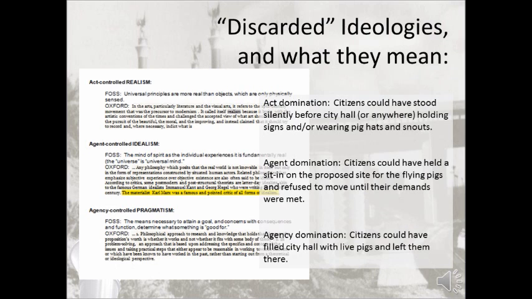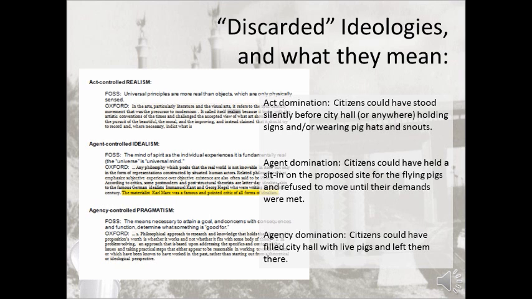Although I decided that the way this event played out was scene and secondarily purpose-dominated, it could have played out in other ways. Citizens could have created an act-dominated event simply by placing themselves anywhere they wanted with their signs, hats, and snouts. They could, alternatively, have tried to control a larger situation, the art installation itself, through a sit-in at the proposed location for the flying pigs, refusing to leave until they got what they wanted, and thus creating an agent-dominated event.